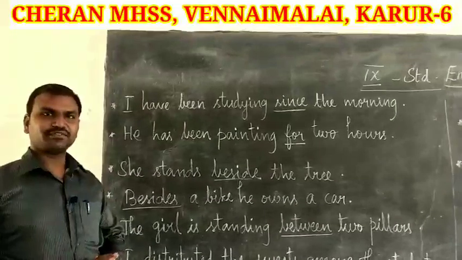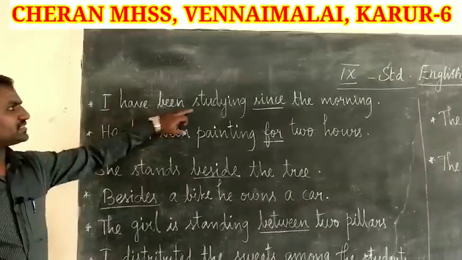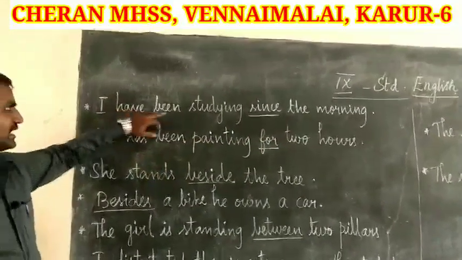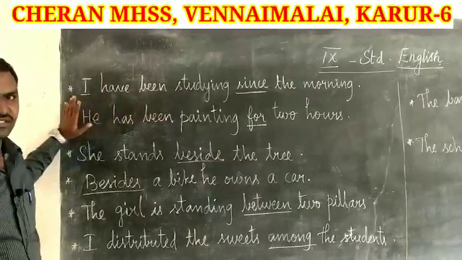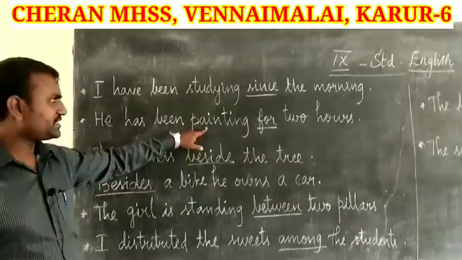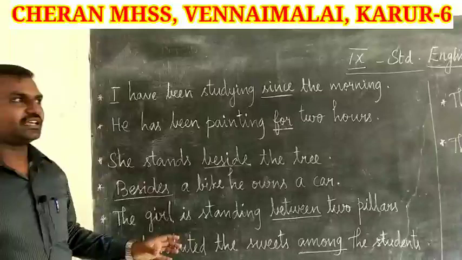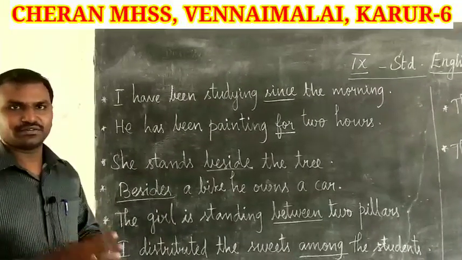The differences between some prepositions. I have been studying since the morning. That means he started studying from the morning. Till now he has been studying. He has been painting for 2 hours. That means when we say a particular duration, we have to use for in front of that particular duration.